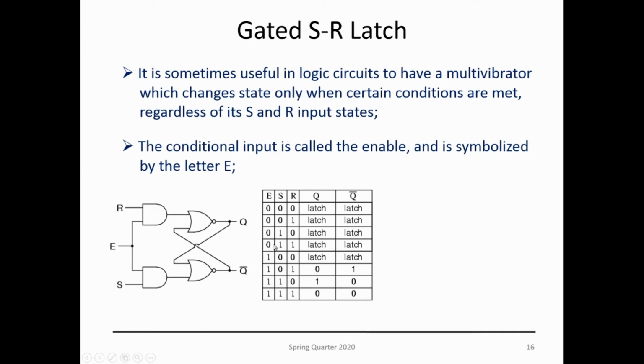If my enable is equal to 0, I can put any values on the S and R, and it is going to keep the previous state on the output. But if I put enable equal to 1, this bottom part of your table works exactly as an SR latch. So I still have that illegal state, but we give one more feature to our circuit, which is the ability to enable or disable. This is the symbol. We have the S and R, and then the enable, Q and Q naught.